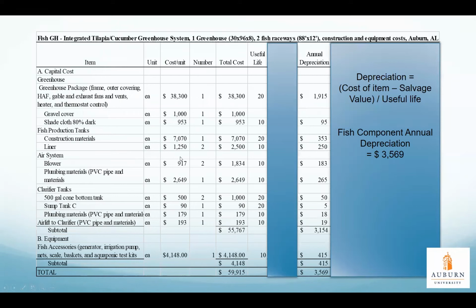So here's an example. If we pick something like this blower here, it cost $917 each. We used 2 of them, so that's $1,834. Its useful life is 10 years. We're going to say a 0 salvage value, so 1,834 divided by 10 gives us 183. So when we add all of these up for both the capital items and the equipment items, we get $3,569 in depreciation for the fish greenhouse.